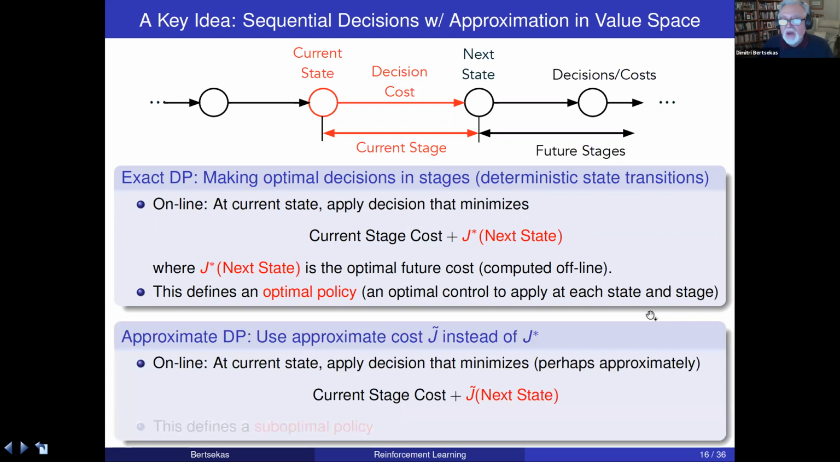Now, approximate dynamic programming replaces this J star, which may be a very, very hard object to compute, with some approximating function called J tilde. So J tilde is a function of state, and in approximate dynamic programming, at the current state, we look at all possible decisions and minimize, perhaps with some approximations, the current stage cost and the future cost as approximated by this J tilde. And of course, this is not optimal, this is suboptimal. But this is what we do because J star is very, very difficult to compute.